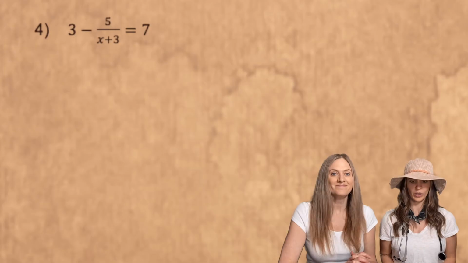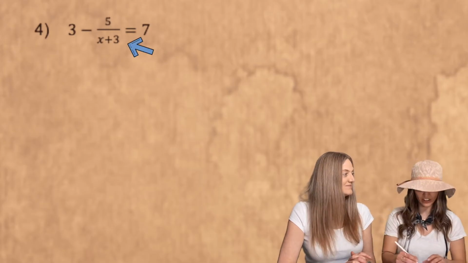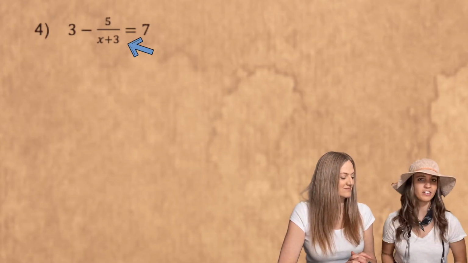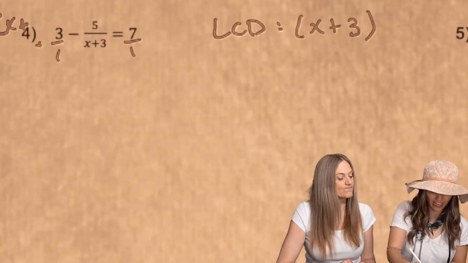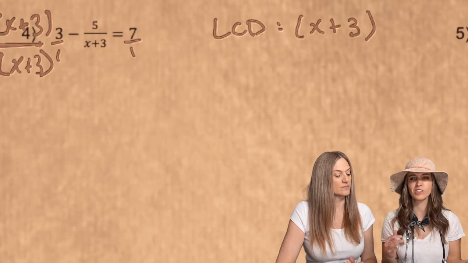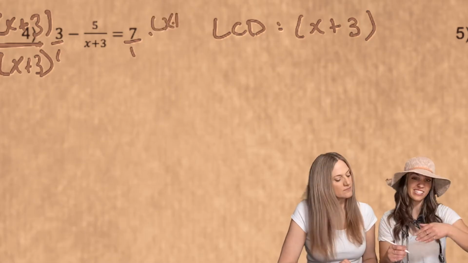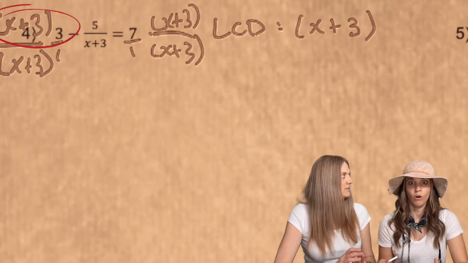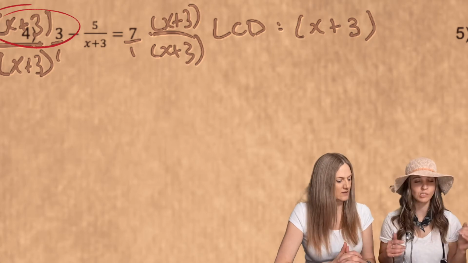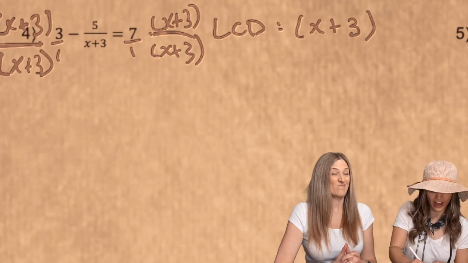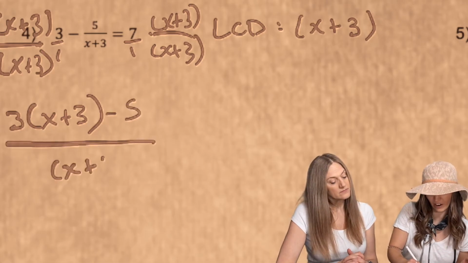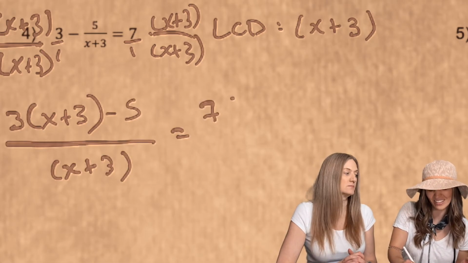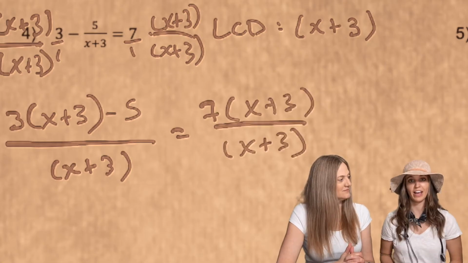Ooh, look at this next one. We have a binomial, x plus 3, in the denominator. Well, what's my least common denominator? x plus 3. That first term's gonna need the entire x plus 3. 5 divided by x plus 3 already has the least common denominator. And then 7's gonna need the x plus 3 as well. We better be careful here. We've got x plus 3 times 3 for that first value, and then I have a minus 5 all over that least common denominator of x plus 3, equals 7 times x plus 3 divided by x plus 3.